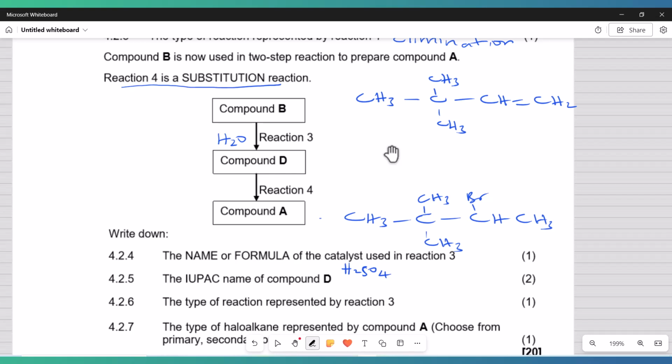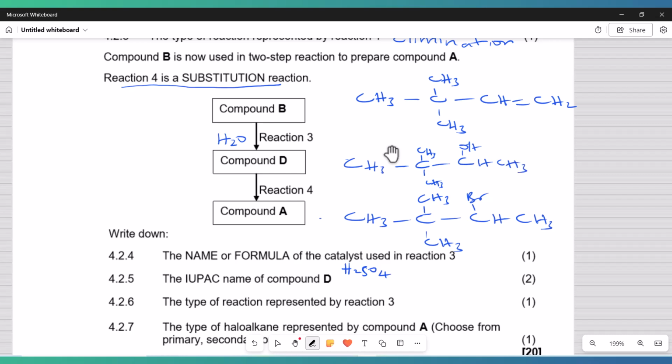Now compound D is the same as this one, only that it's going to have OH. It looks like this one here: I'm going to have the carbons here, another carbon down here, then CH here, but I'm going to have OH here because I'm adding water. Then I'm going to have my CH3 here. So in this case, I'm going to name this now.